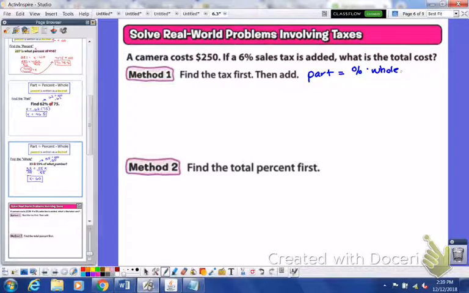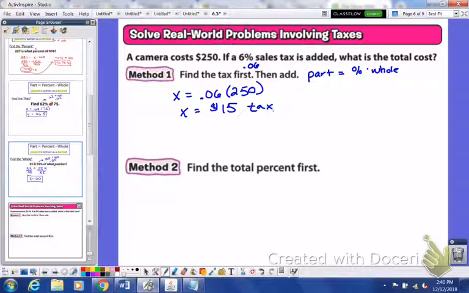Okay, so 6% sales tax. Okay, so 6%, as a decimal, if we divide by 100, would be 0.06. So our part is what we're looking for. Our part is our tax. So x equals 0.06 times our cost of 250. So that's basically asking what is 6% of 250? 0.06 times 250, x equals 15. So we have a $15 tax.